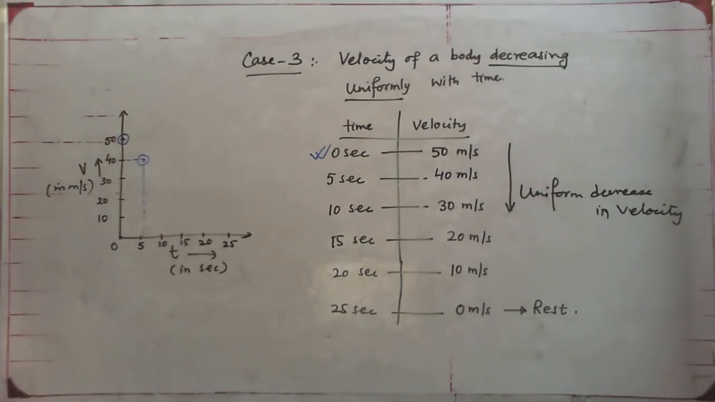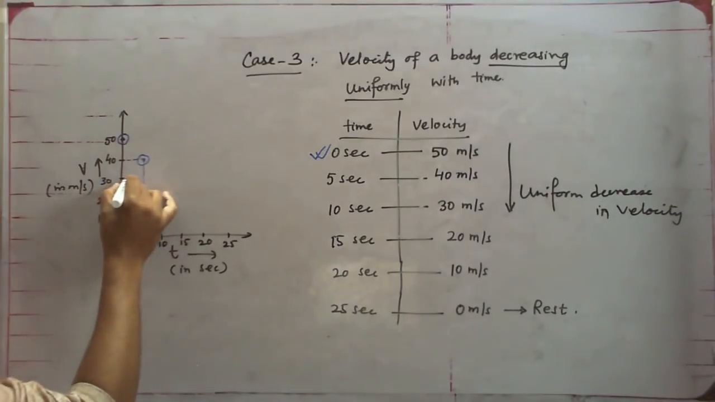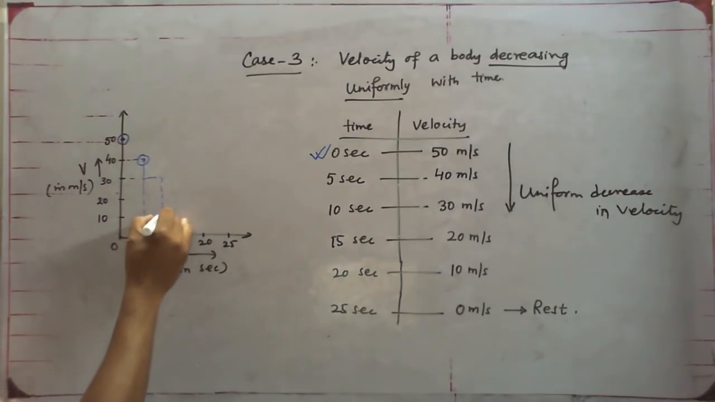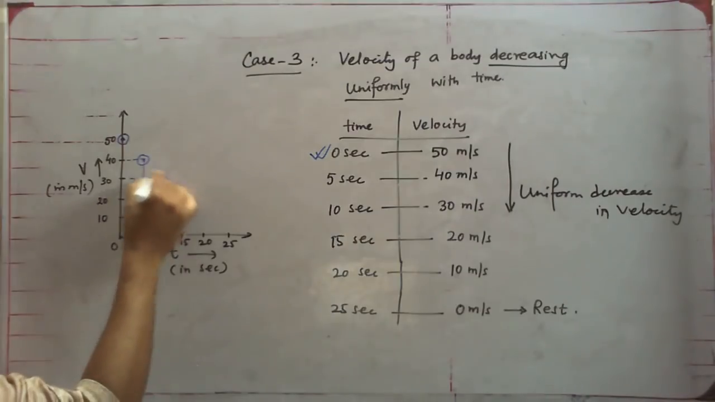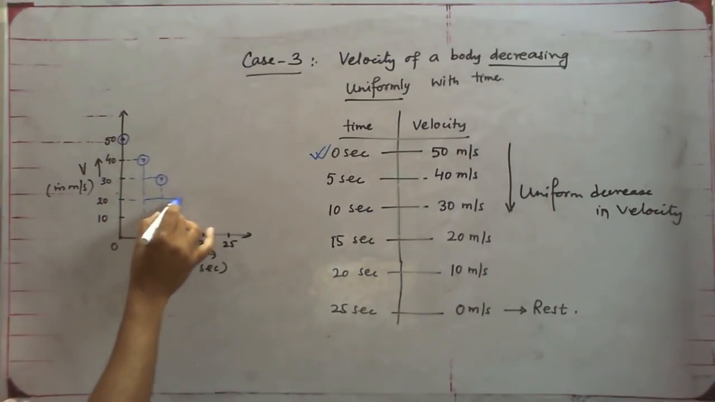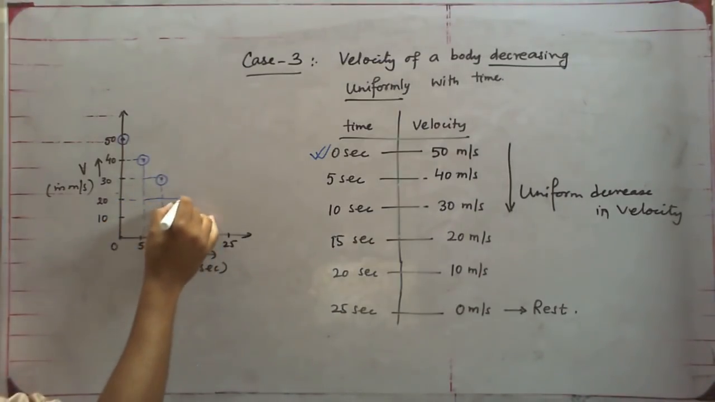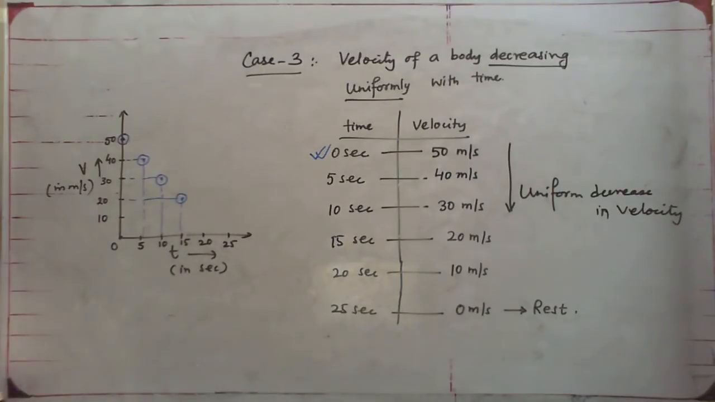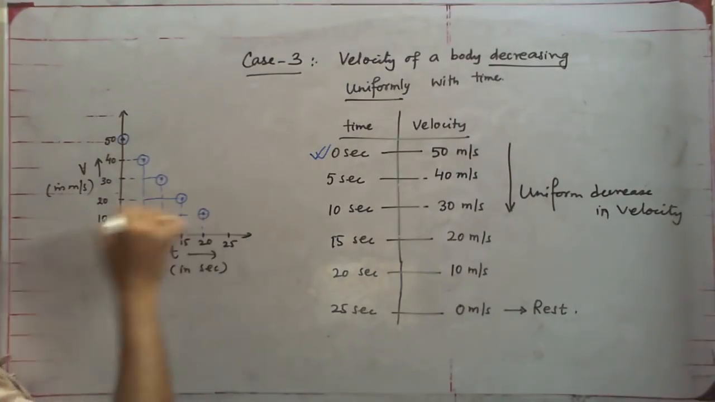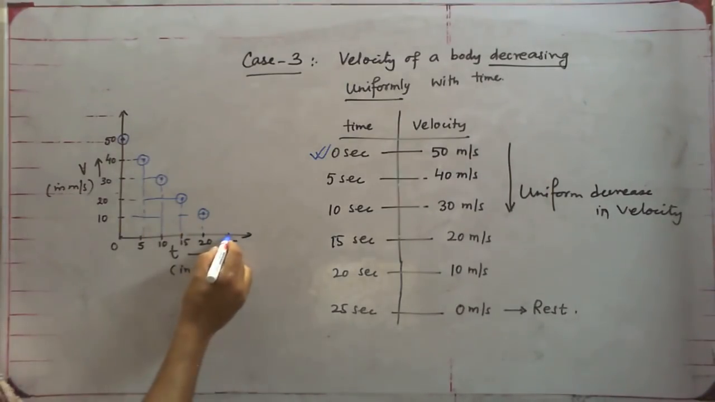So at 5 seconds it is 40. At 10 seconds it is 30 meter per second. At 15 seconds it is 20 meter per second. At 20 seconds it is 10 meter per second, and at 25 seconds the velocity is 0.